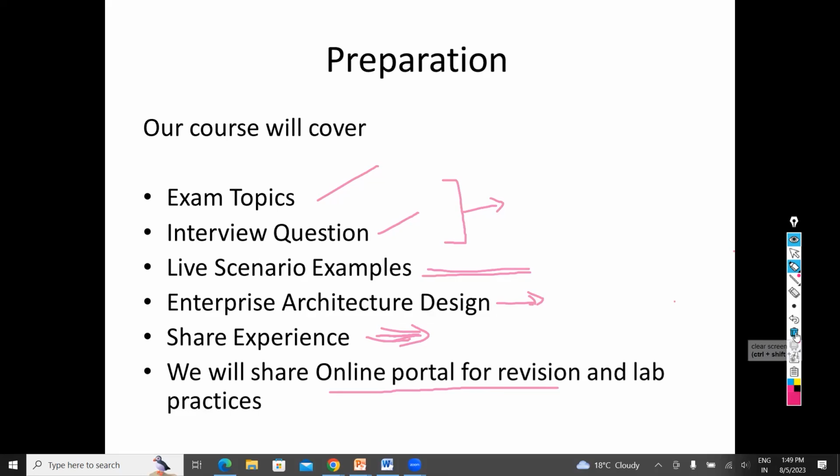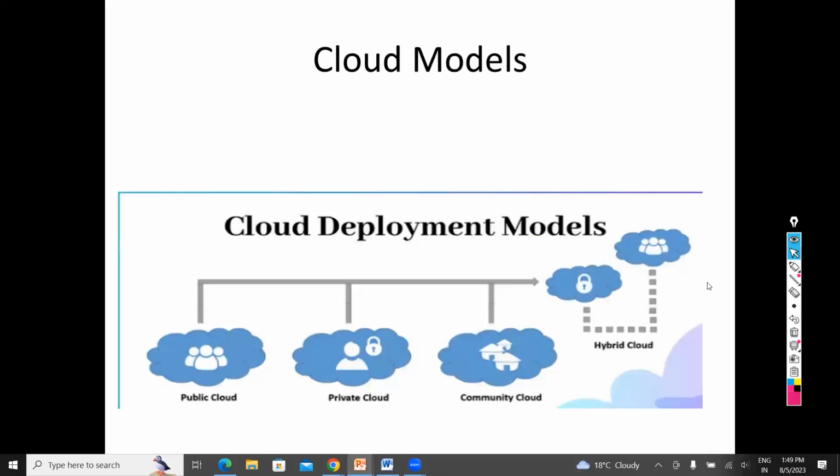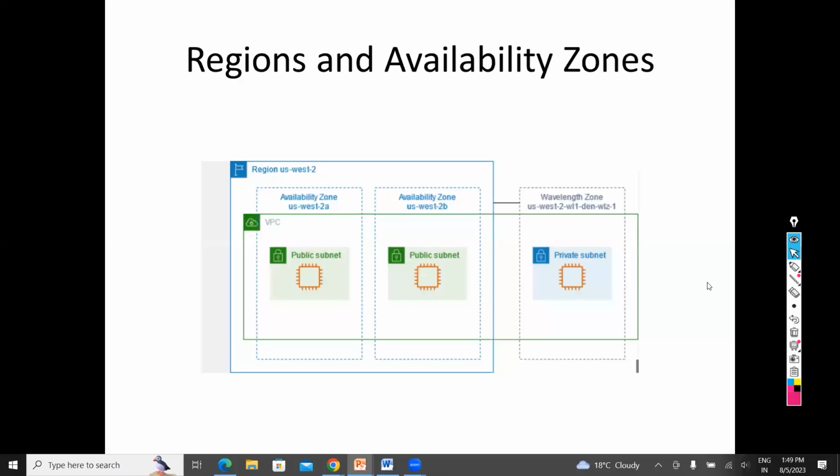Apart from that, this is the very basic thing: what is a region and what is an availability zone? Maximum services we are deploying in the cloud are based on regions, and in those regions we have availability zones. So let me explain.